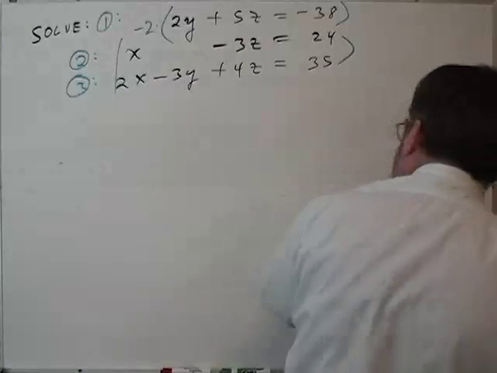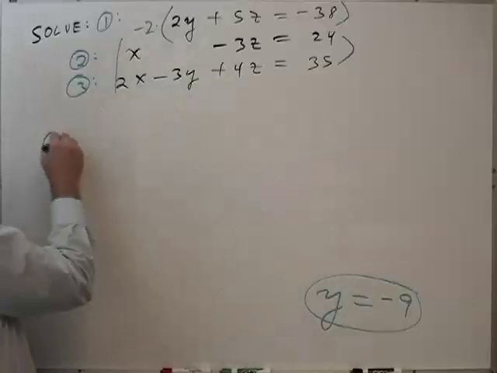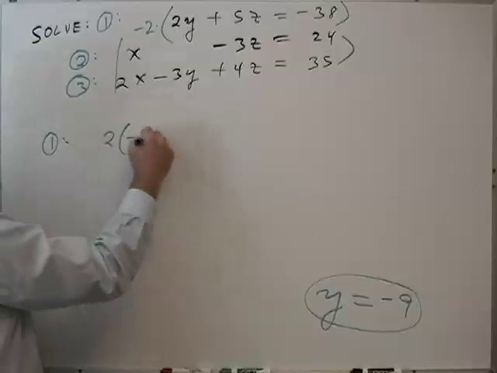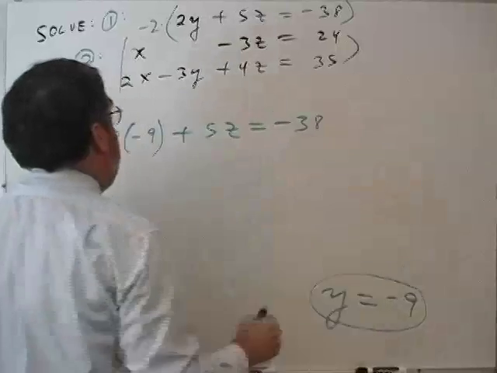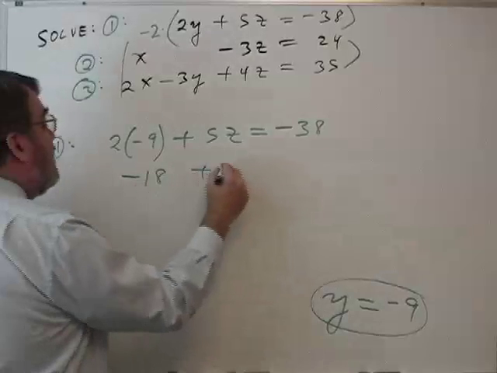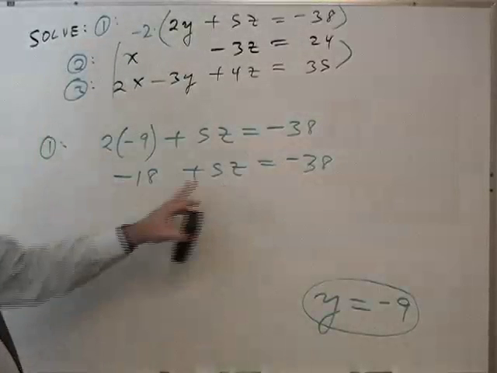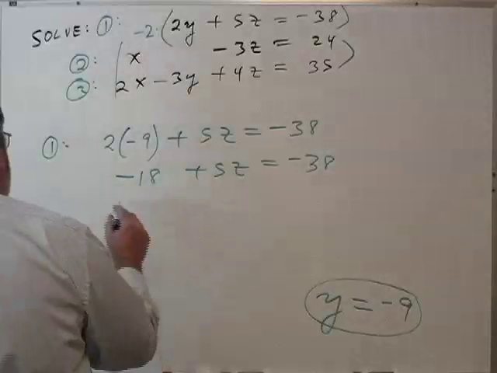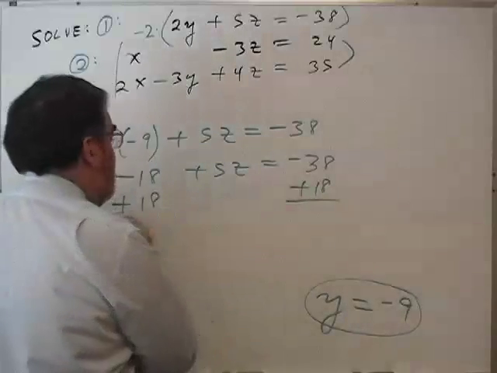Alright, so I'm going to go back to equation number 1 and replace y with negative 9. So I have 2 times negative 9 plus 5z equals negative 38. This gives us negative 18 plus 5z is negative 38. Solve for z. I need to cancel the negative 18 by adding it to both sides. So I add 18 to both sides.